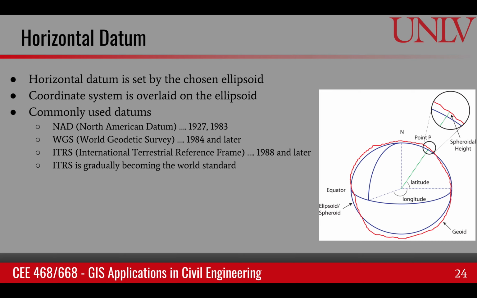Some of the commonly used datums are, in America, the North American Datum, or NAD. The oldest one is 1927, but there is 1987, and so on. We have the World Geodetic System, WGS, where we have 1984 and onwards. Then we have ITRF, the International Terrestrial Reference Frame, that was started in 1988, and there have been some versions of that too. It is becoming quite popular, and it probably will become the world standard in the future.